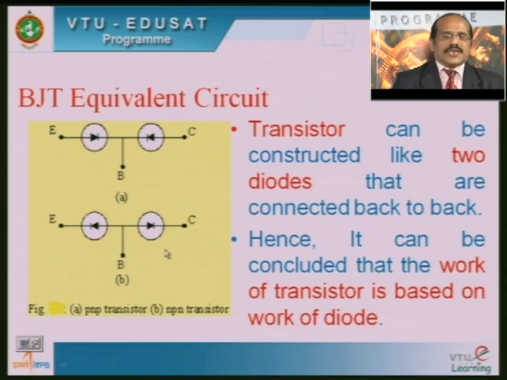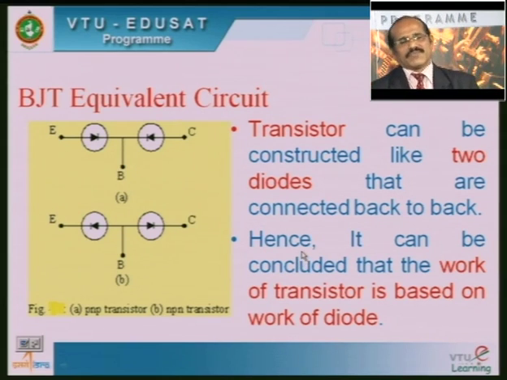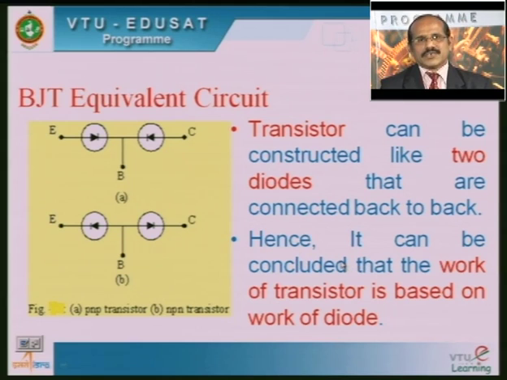This particular slide shows the equivalent circuit of the BJT in terms of diodes. As shown in this figure, the transistor can be equated to two semiconductor diodes which are connected in back to back fashion here. So the conclusion is that if you want to understand the transistor, you should know the working of the diode. The understanding of the working of the diode is helpful to understand the operation of the transistor here.